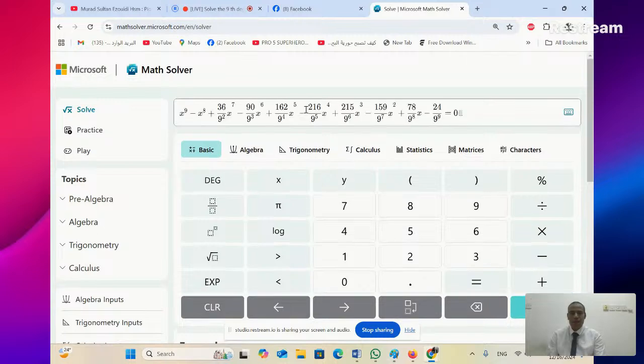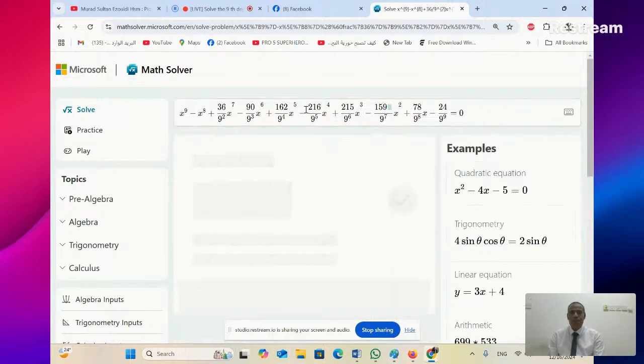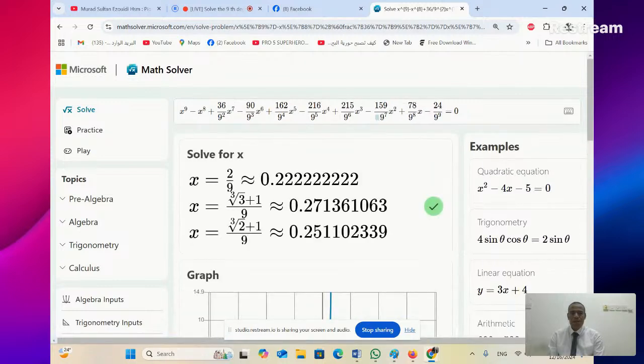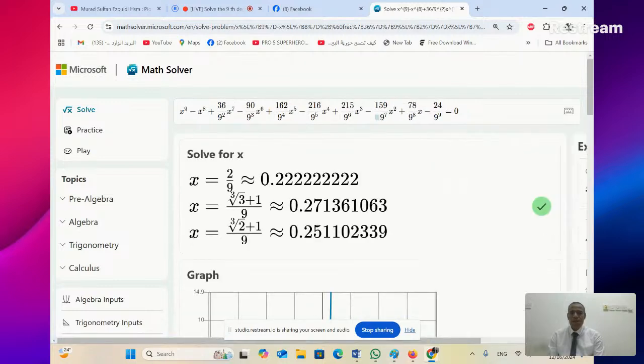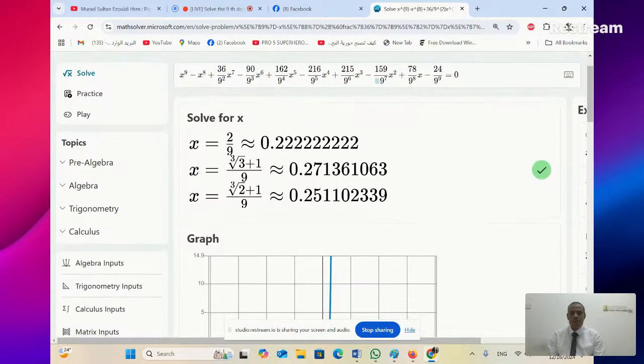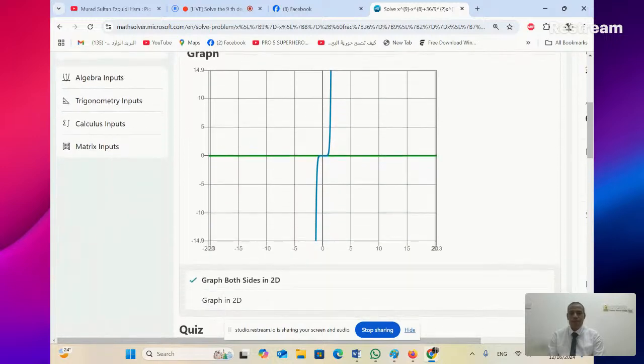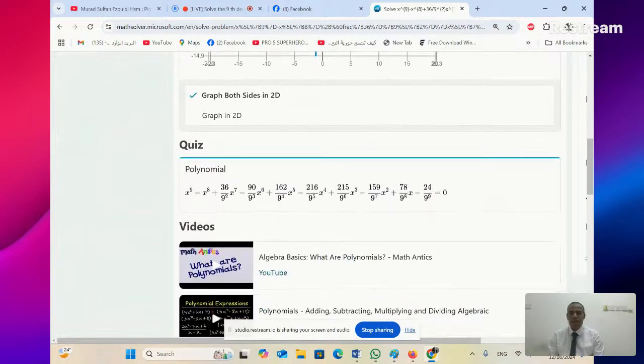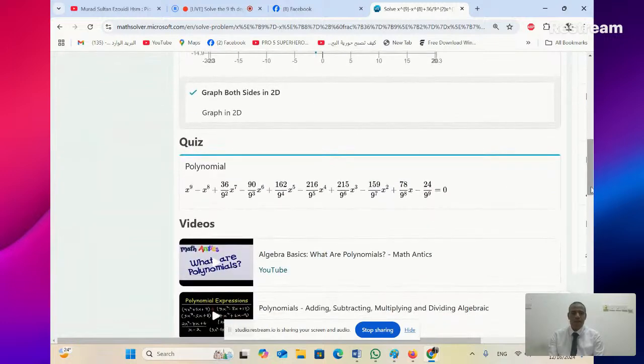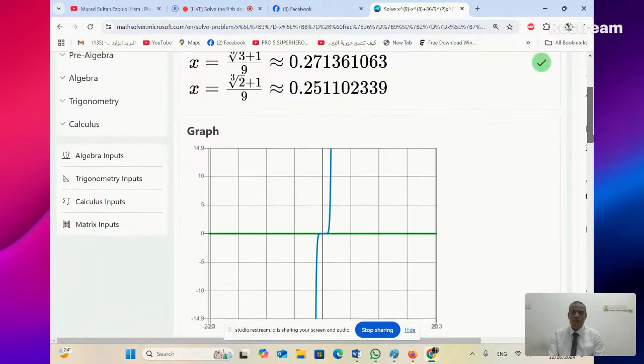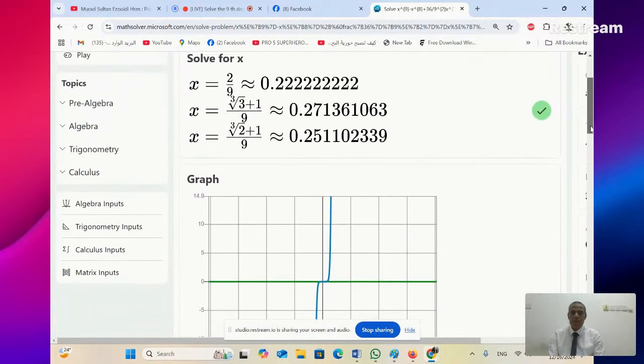Okay, this is the polynomial to the power 9. Enter. Okay, you see, go. Here it gives 2 divided by 9 cube root of 3 plus 1, and cube root of 2 plus 9 divided by 9. These are the roots that it found, and it started using the graphics.